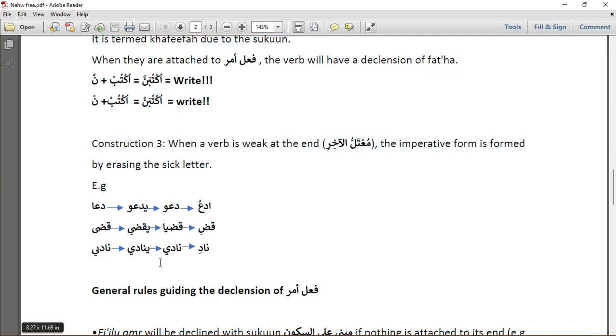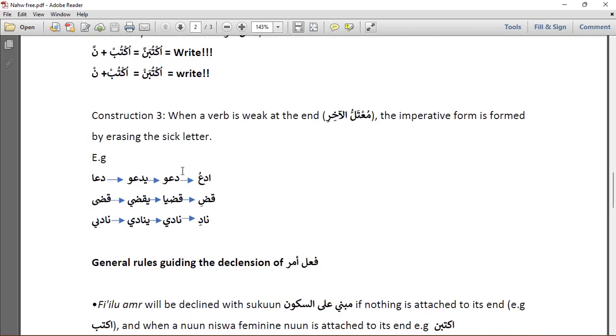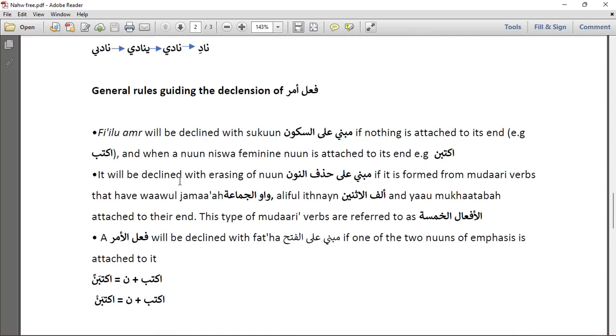Then mudori, we have yunadi. So what do we do? We remove harful mudora and the weak letter. So we have what? Nadi. Why are we not adding amdatul wasli here? Because the first letter of the word is taking a haraka. It is not sukun, so we can pronounce it nadi. The reason we've been adding amdatul wasli is because of the sukun we have in the first letter of the word. So we have what? Nadi.